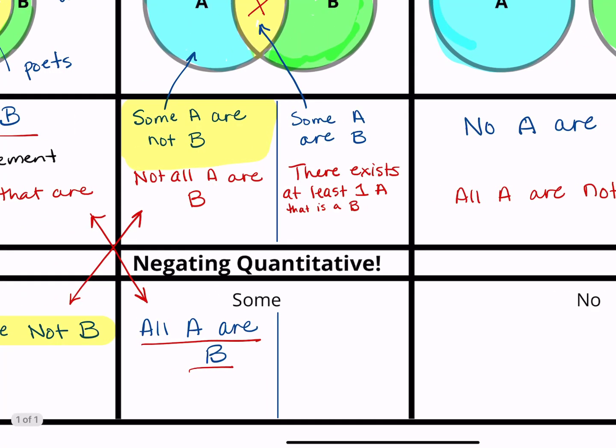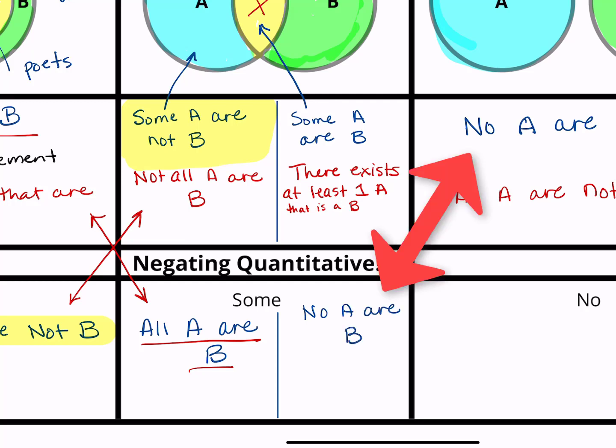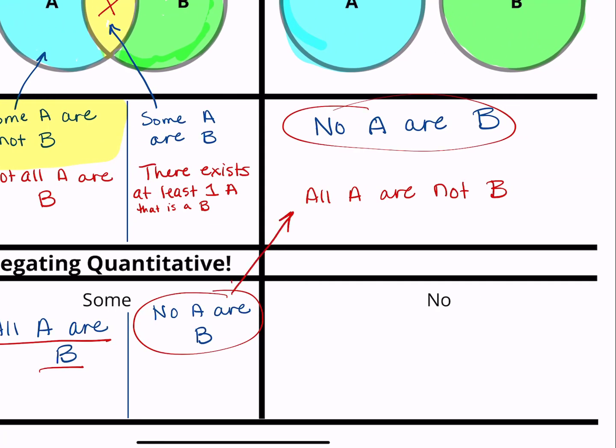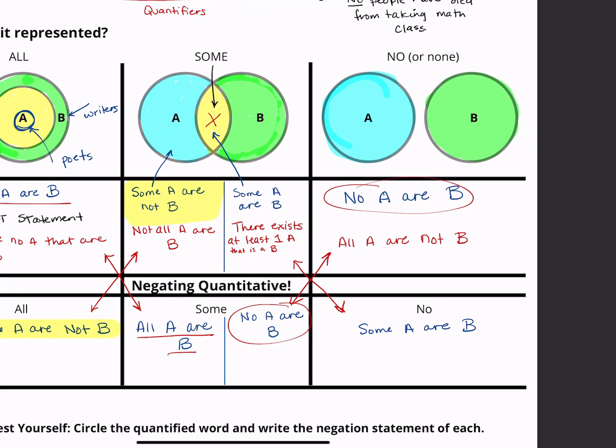If we have all A are B, the other way we can negate it is to say no A are B. You'll notice here, no A are B, that crossover is happening here. So I'm sure you can assume what goes into the negation of no, which is going to be some A are B. All right, that does it for the notes.